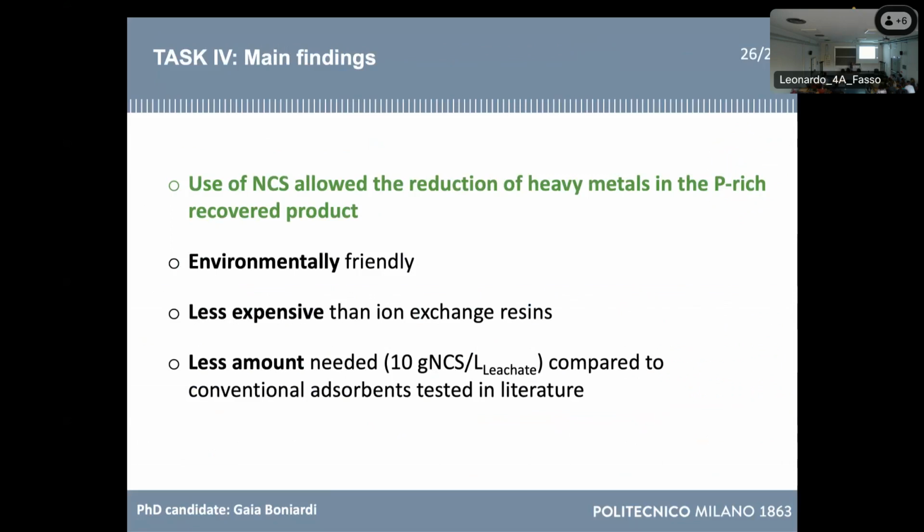To summarize these findings, the use of nanosponges allowed us to reduce the heavy metals contamination in the final material. The sponges are environmentally friendly because they come from agricultural waste, trees, or cotton. They are less expensive than ion exchange resins, and a smaller amount of sponges was used compared to the conventional adsorbents that have been tested in the literature.